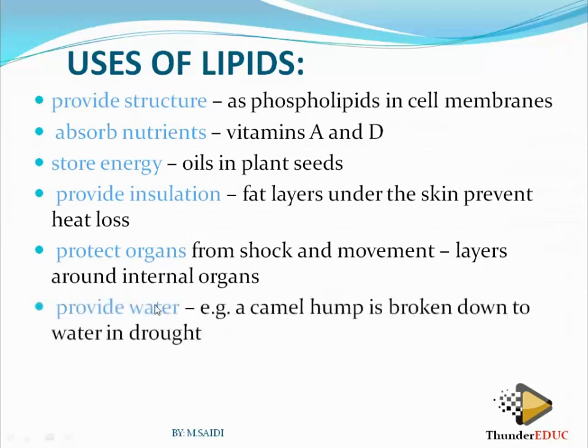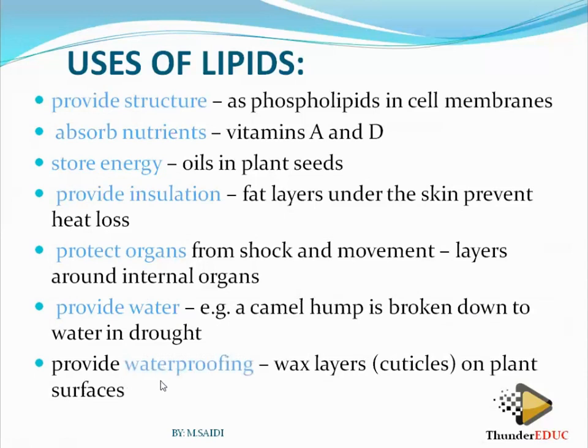Then you're saying that they provide water. We saw that the process of forming these fats releases water. It's a dehydrating reaction. So it means that when you form them, water must be involved, either used up or erased. So when you break them down, water is being released. That's why camels have a very big hump which helps them survive in the desert for a long period of time, even if there is no water.